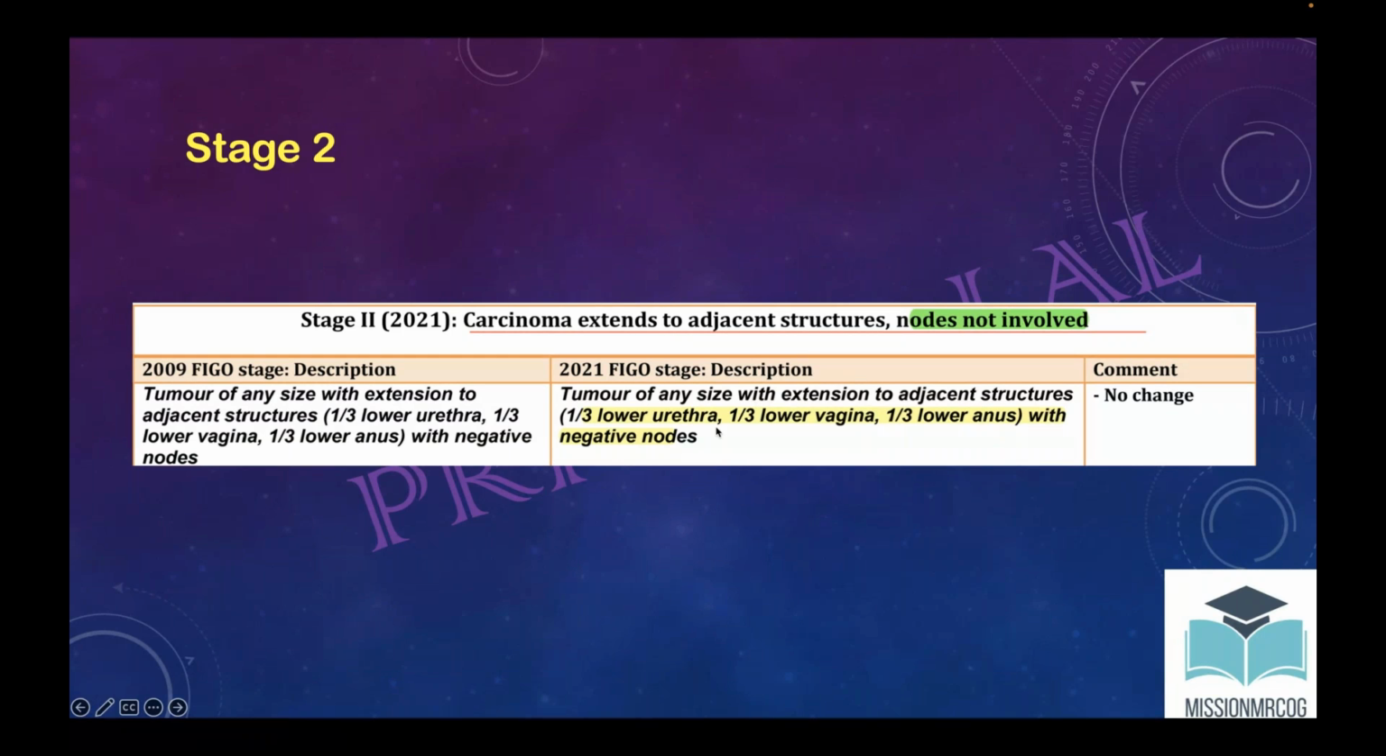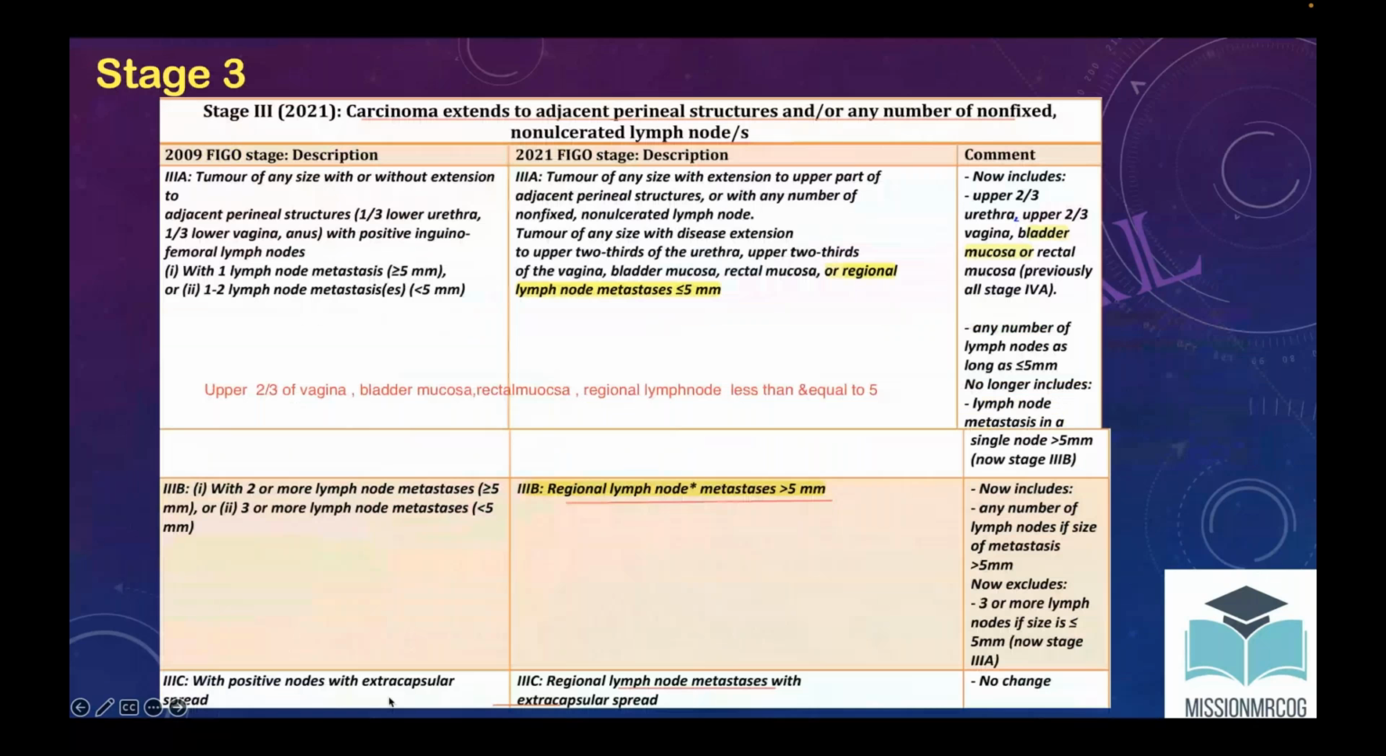Now the changes are here. And this is stage 3. In stage 3, it is carcinoma that extends to the nearby perineal structures. Apart from this, there are non-fixed and non-ulcerated lymph nodes. So lymph nodes are there, but they are non-fixed and non-ulcerated. Okay, so now here the changes are there.